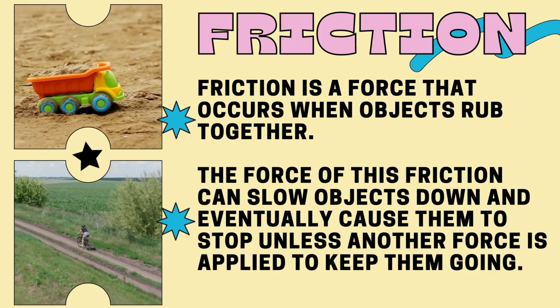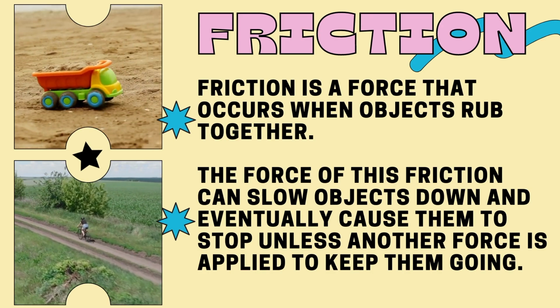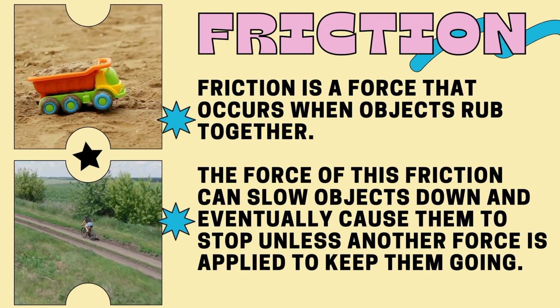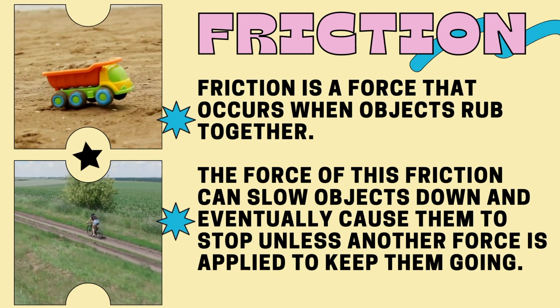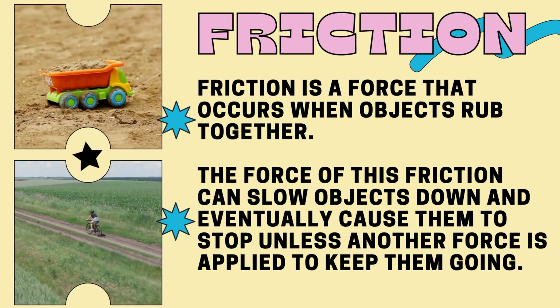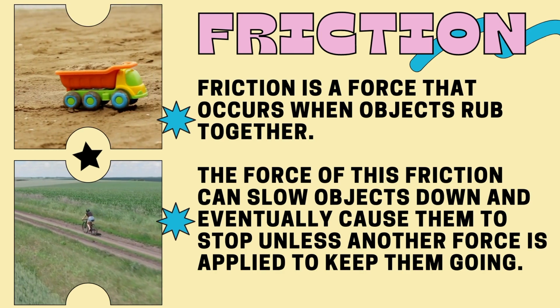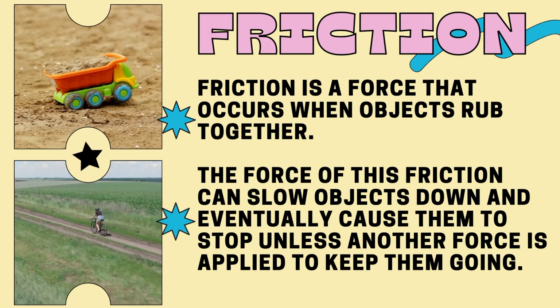But so does friction. Friction is a force that occurs when objects rub together. The force of this friction can slow objects down and eventually cause them to stop, unless they're acted on by another force to keep them going. That's why we have to keep pedaling. But it's also how we stop. Your brakes use friction.